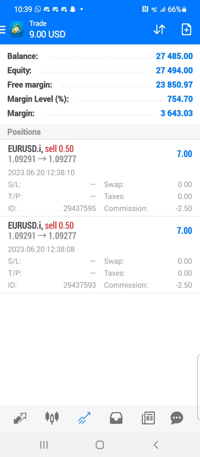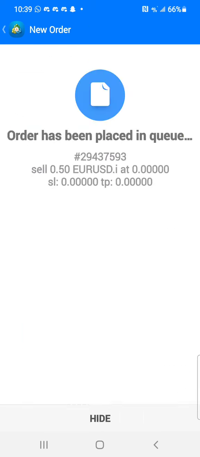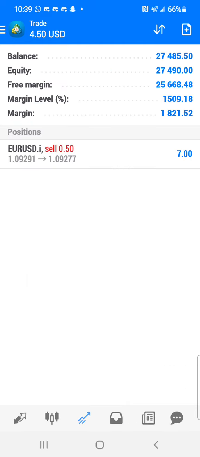Now the question is, how do we bypass it? Let's say I want to use up to a big lot size. So this is the trick I use. If you want to place many trades to use up to 2 lot size, since your lot size is 0.48, if I want to use 2 lot size on this account, this is what I do.